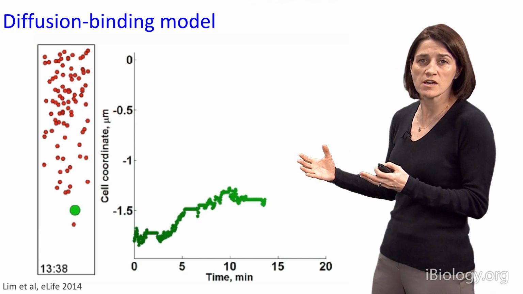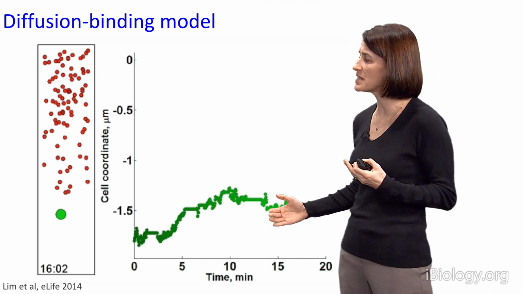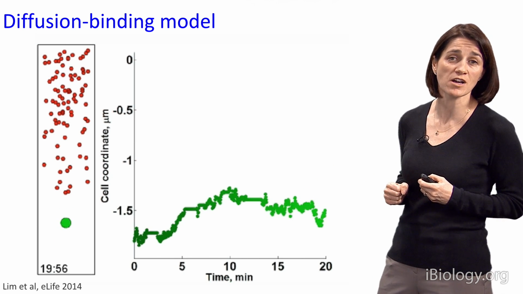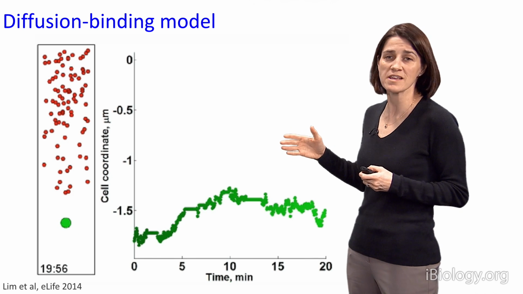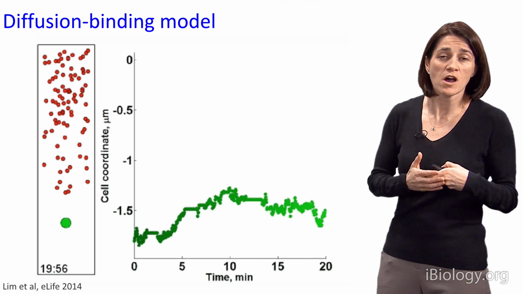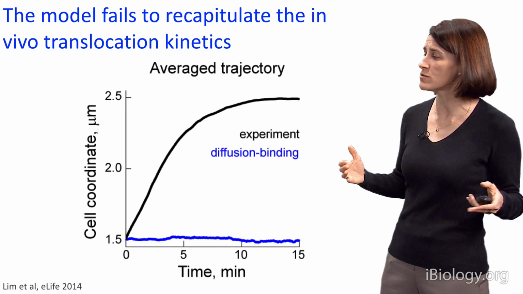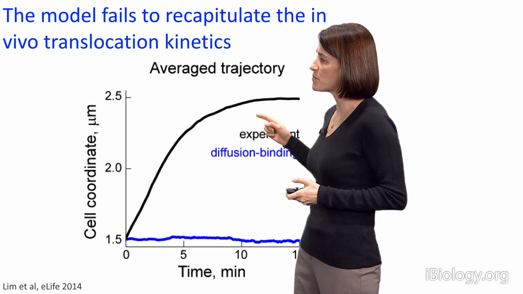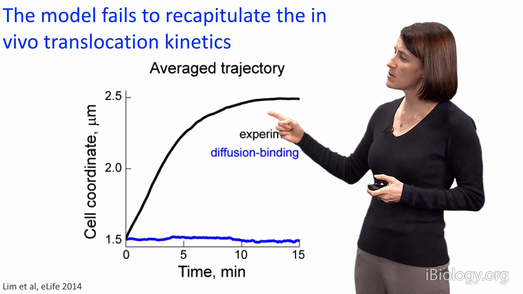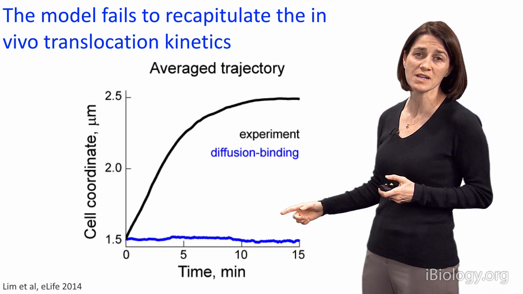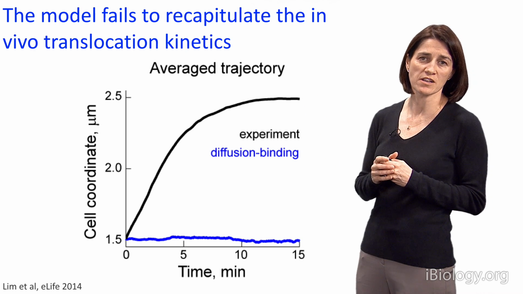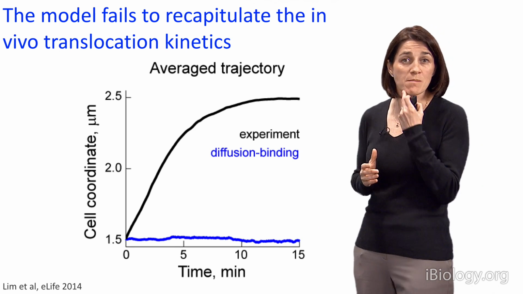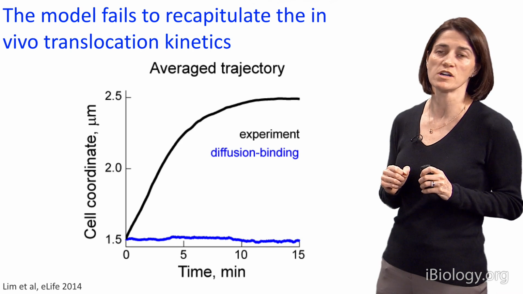Now you see here that in the experiments, within 10-15 minutes, translocation should be complete. But in this case, in our simulation, it's not complete. And it doesn't work just for that one simulation. We've run 1,000 simulations and then looked at the average behavior, which is shown here. The simulation is in blue. The experiment, which is the average trajectory for the experiment, is in black. And you see in the black curve that within 10 minutes, the partition complex has moved to the other side of the cell on average. But this is not the case for our simulation. So it meant that something was missing from our model.